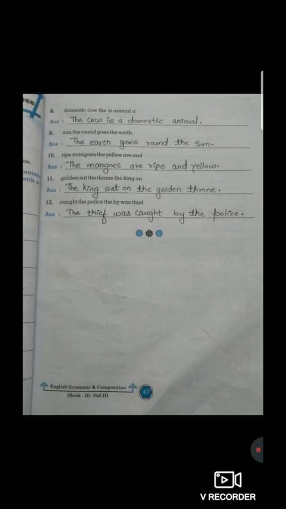So students, I hope everyone understood the grammar part also. Right students? I have given the notes to you of page number 46 and 47. Right students?